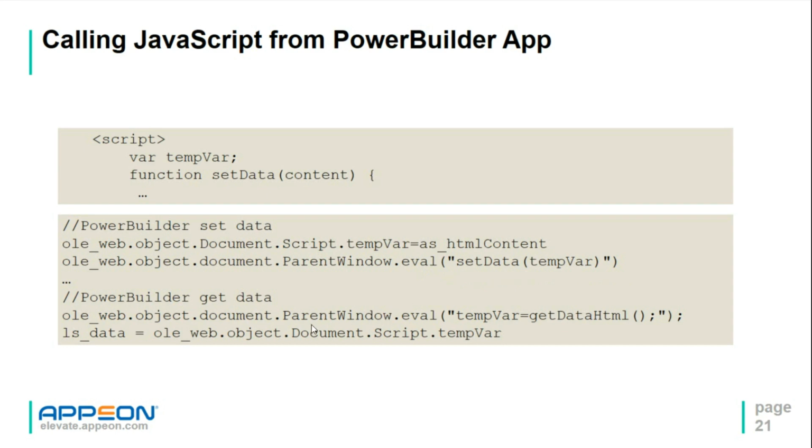The same way, if you want to get data from the web component, first you call the method, and you assign the result to the temporary variable. Once it's done, you can assign the PowerBuilder string to that variable name.